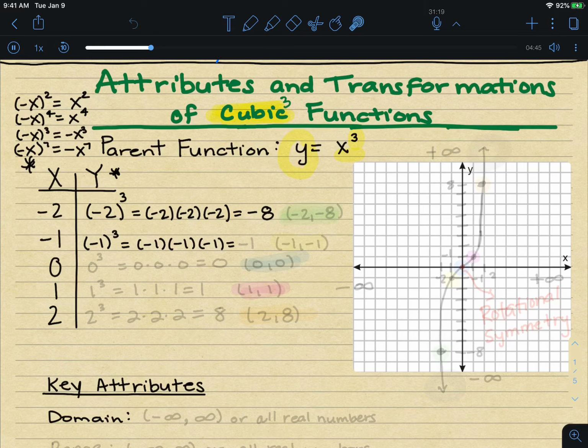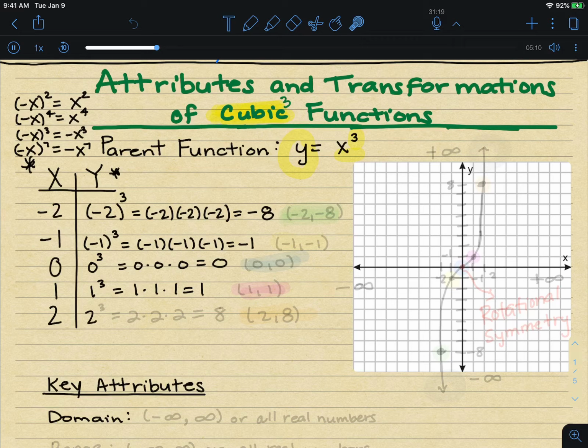Which is going to equal a negative number, and then anything times just itself, 1, 1, 1, is just going to be 1. Here we're going to get 0 cubed. Now, I don't need to put the parentheses anymore because that 0 is just neutral. It's not negative. 0 times itself, no matter how many times, is just going to be 0. 1 cubed right here is literally just going to be 1.